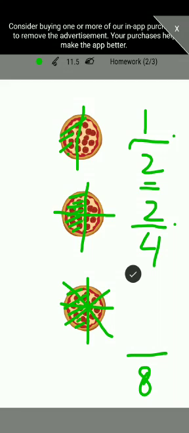So out of these 8 pieces, what do you think I am going to eat? How many pieces am I going to eat? I am going to eat, yes, 4 out of 8.